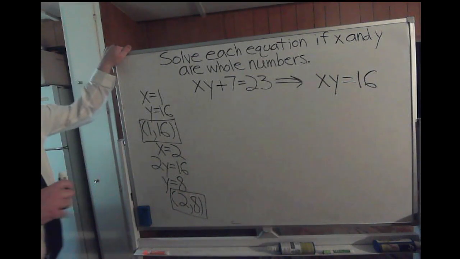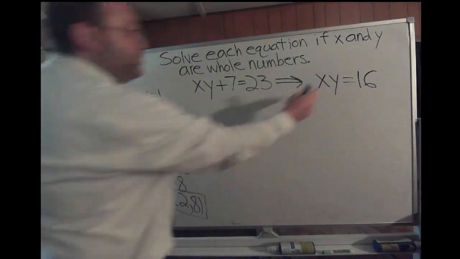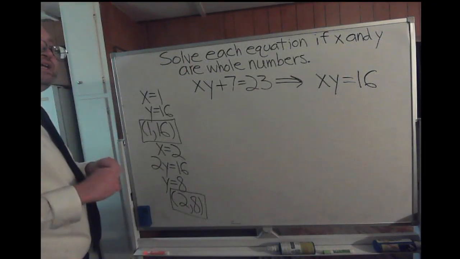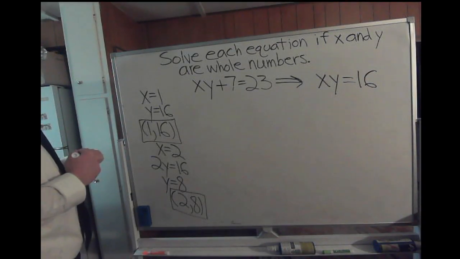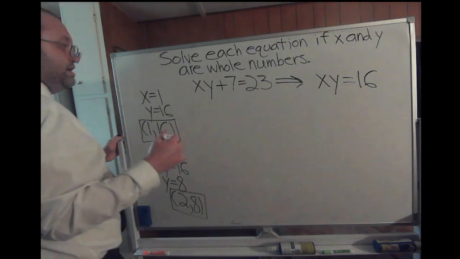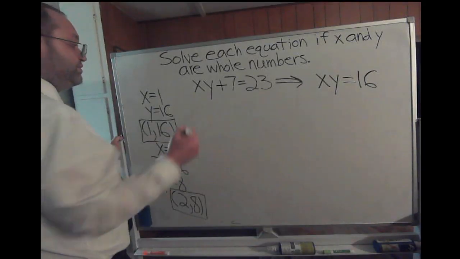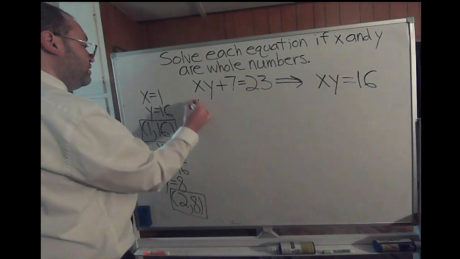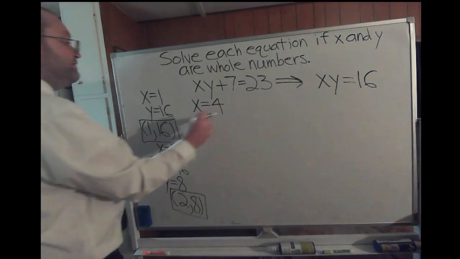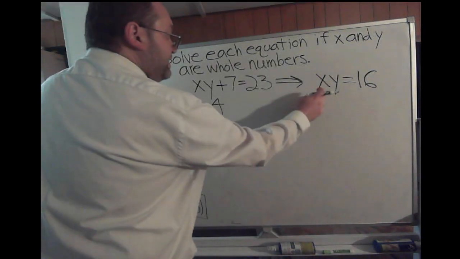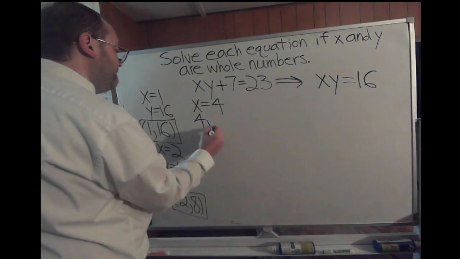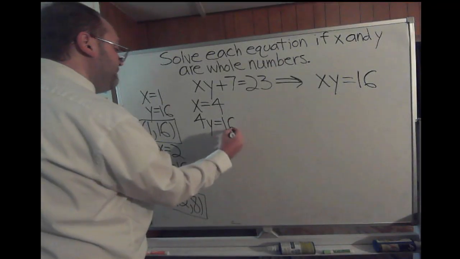If we did x equals 3, you would get 3y equals 16, which would mean that y would equal 16 thirds, clearly not a whole number. So x can't equal 3. But how about x equals 4? Let's try that. If x equals 4, you're going to put 4 in for x. You'll get 4 times y equals 16.